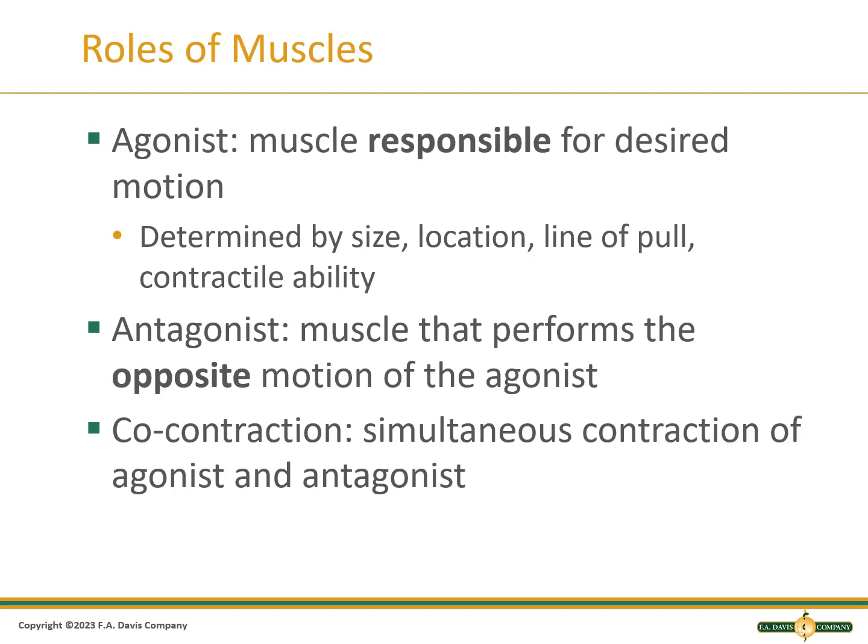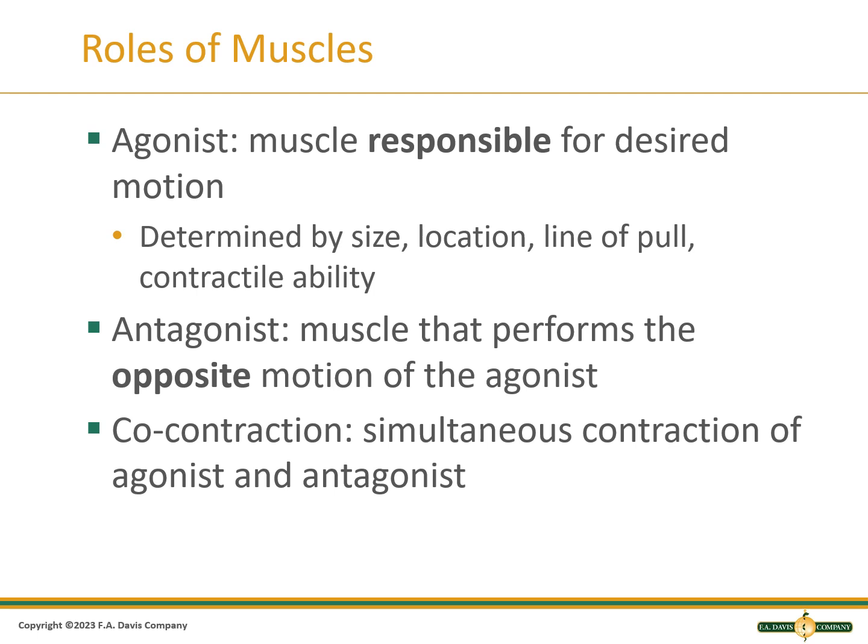Muscles can play multiple roles depending on the action you're trying to execute. So the role of the muscle can change when the activity changes, but it's important to understand the different roles that muscles can play. When a muscle is acting as the agonist, it is the muscle responsible for the desired motion. And which muscle is the agonist is determined by the size, location, line of pull, and contractile ability of the muscles. So the agonist is the muscle that needs to do the job.